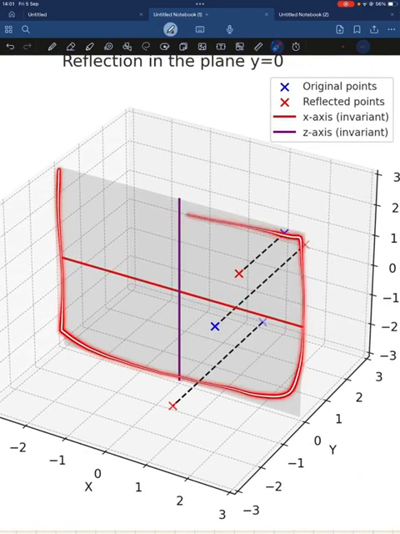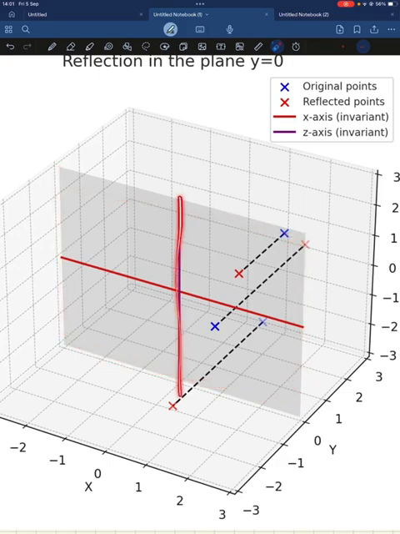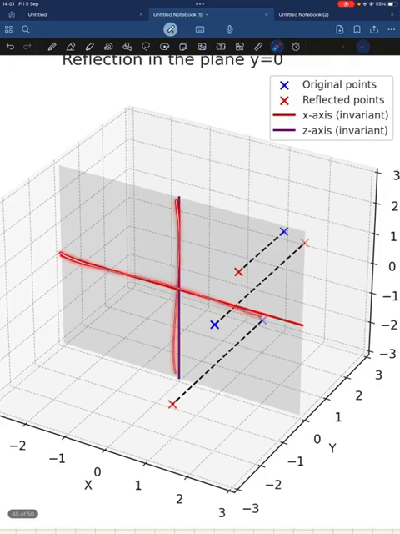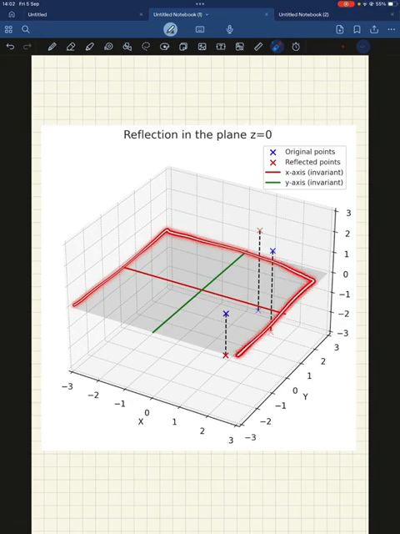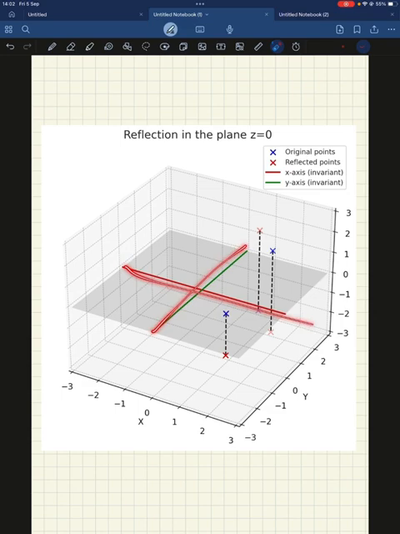This is the plane y equals 0. This is the z-axis, that's the x-axis. They lie on the plane, so they're invariant. This gets mapped over here. This gets mapped over here. This gets mapped over here. They go through the plane. But the x and z-axis lie on the plane, so they are invariant. And same here. This is the plane z equals 0. The axes lie on the plane, so they're invariant. But this goes through the plane on the bottom here. This goes through the plane over here. This goes through the plane up here.